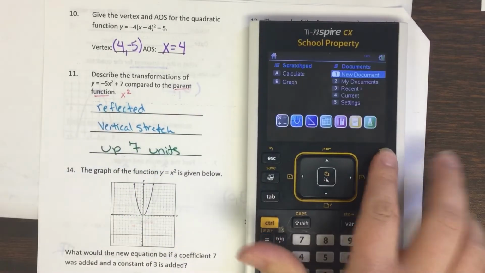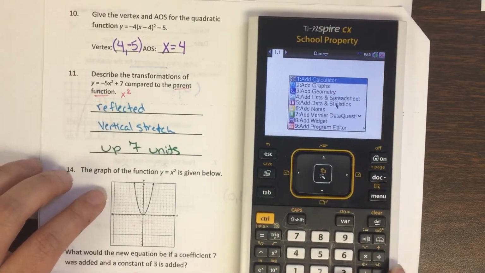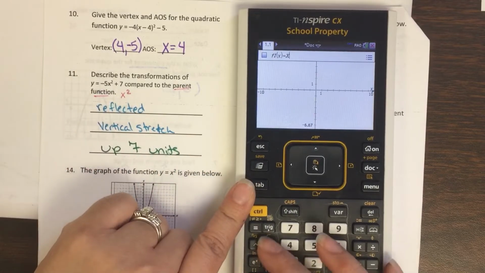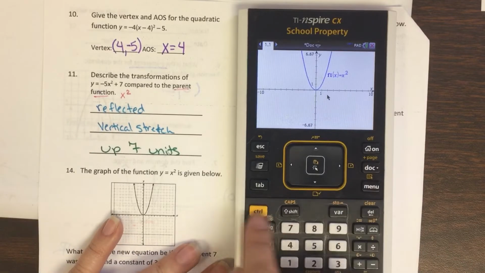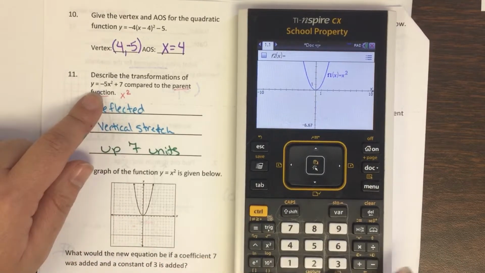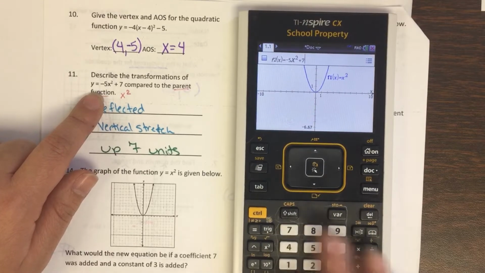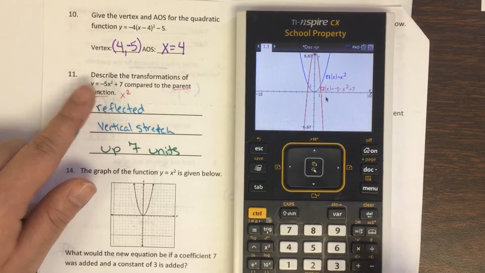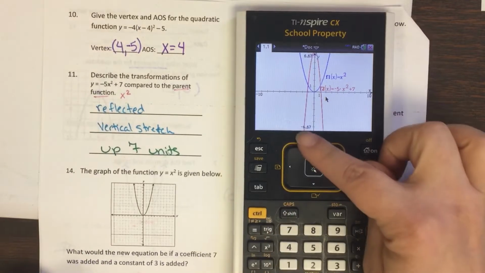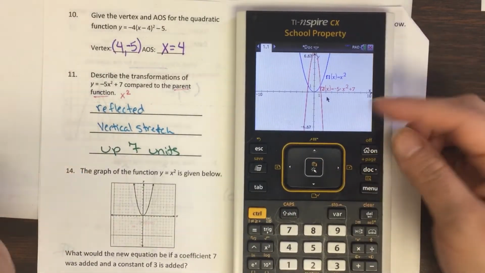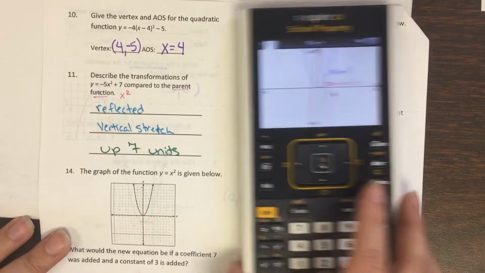Okay, for this one, I will also go ahead and quickly graph it because you will have that ability when you take your test. If I start off with my parent function x squared, I see it starts at the center, opens upwards. Then when I look at this transformation, okay, I can see it's much more narrow. So that's that vertical stretch that's going on. And then it was reflected, so it's opening the opposite direction, and that vertex has been shifted up 7 units.